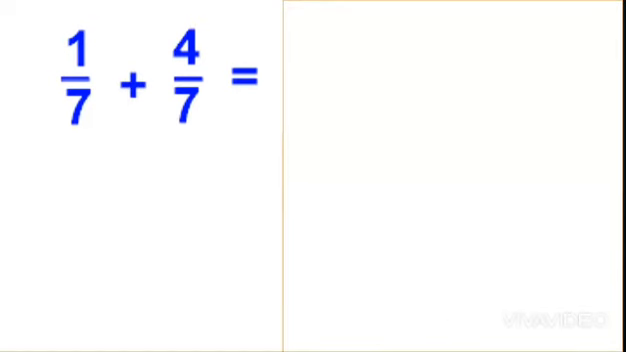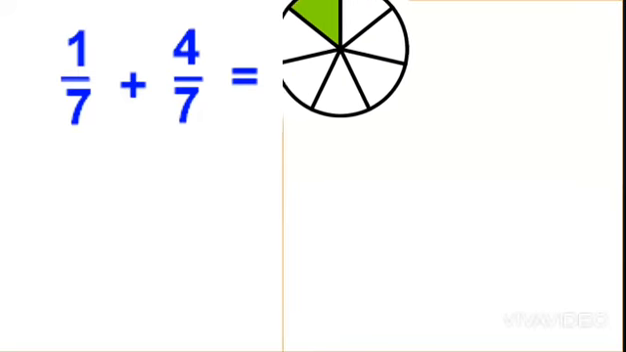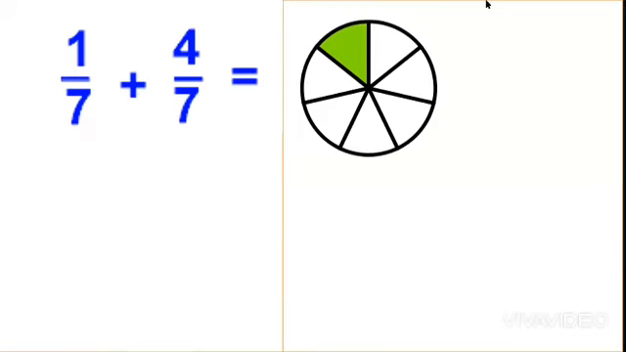Here's my first question. I have 1/7 plus 4/7. So the first thing we need to do is to draw our diagram. So I need a diagram to represent my 1/7. Here I have a diagram with one part shaded out of 1, 2, 3, 4, 5, 6, 7 parts. So this represents my 1/7.